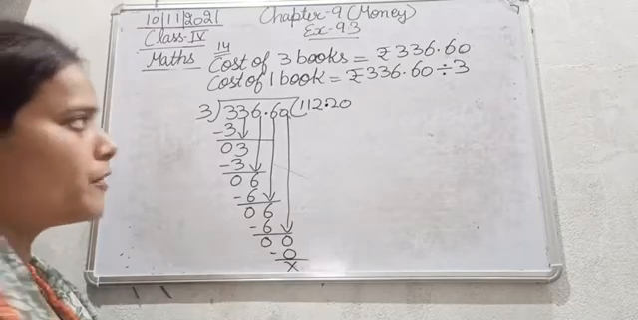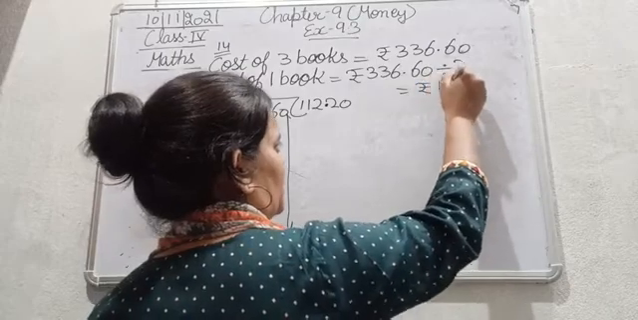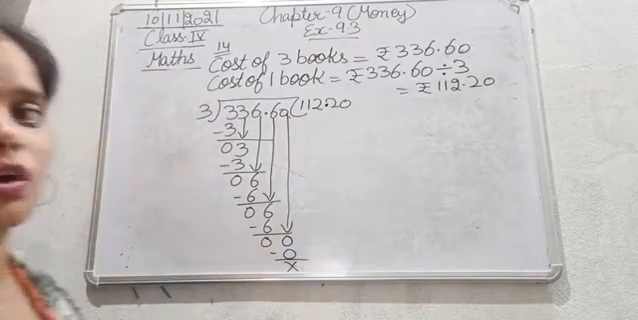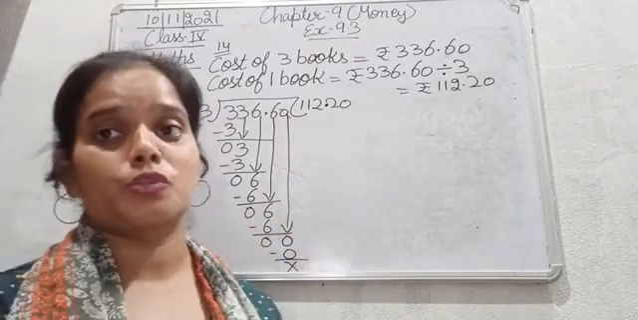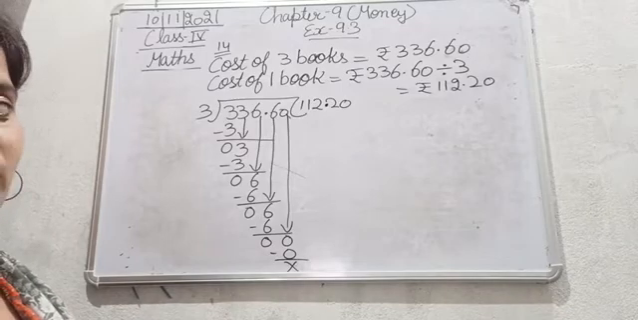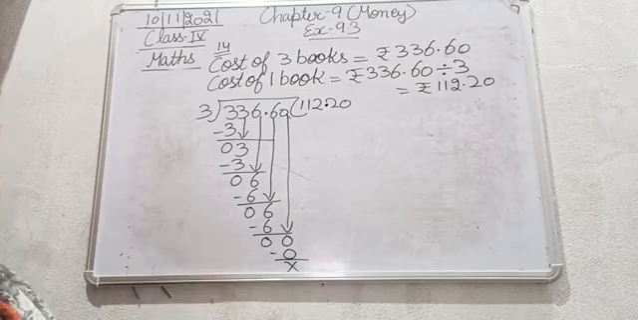So the cost of one book is 112 rupees and 20 paisa. Now we can easily find the cost of 5 books that Kanu needs to pay to the shopkeeper. Okay, so the question is not over yet. For now you can pause your videos and note it down. Abhi question aage bhi hai.